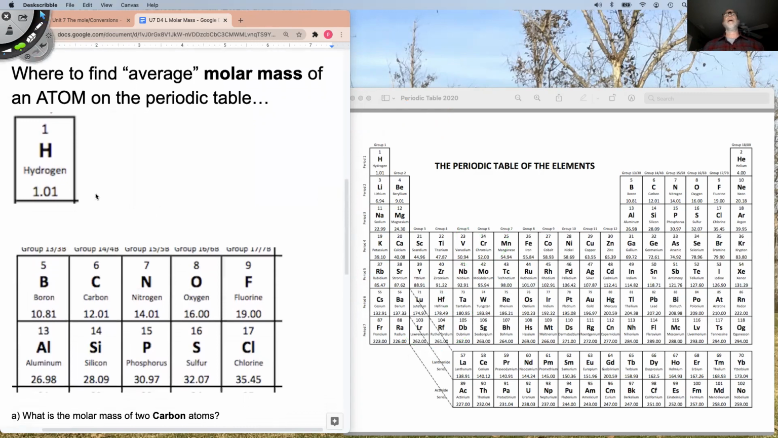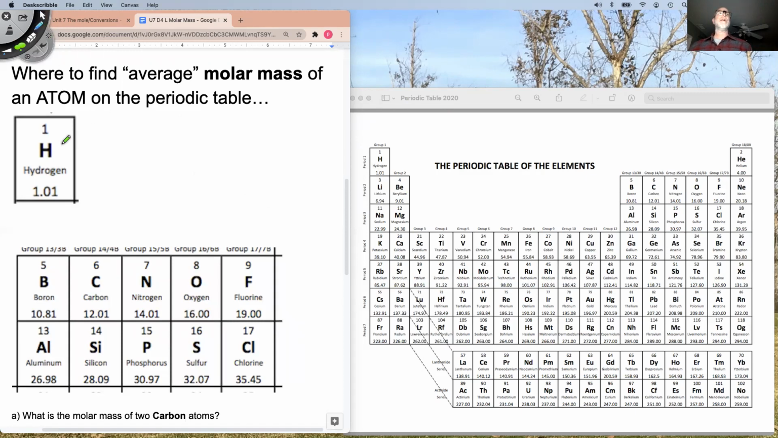Now we're going to be talking about molar mass. The molar mass, it's an average. And they never say average, but whenever I ask you for the molar mass, I'm always going to be asking you for the average molar mass. But I won't say the word average. We just don't speak like that. So I'll be asking you for the molar mass of an atom.